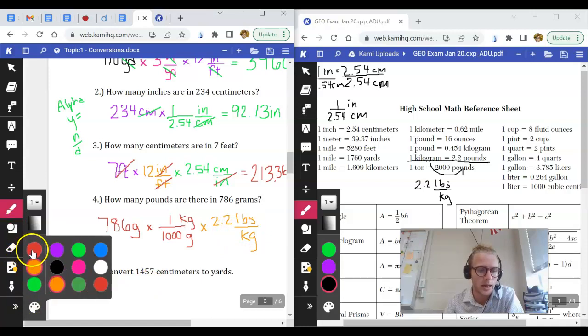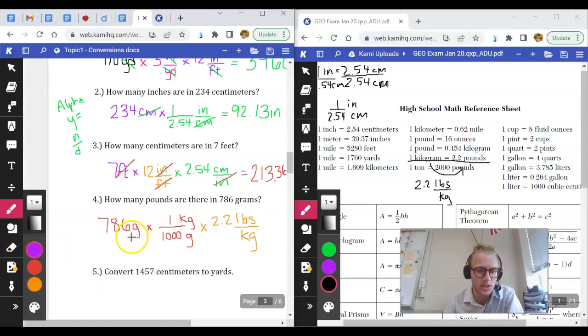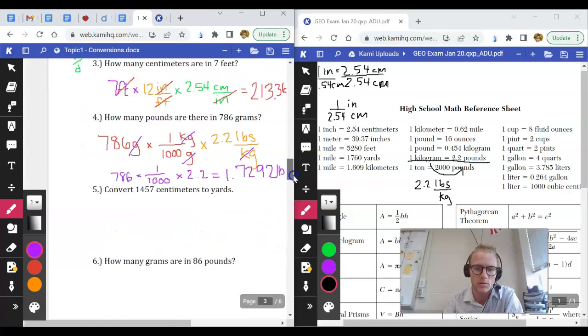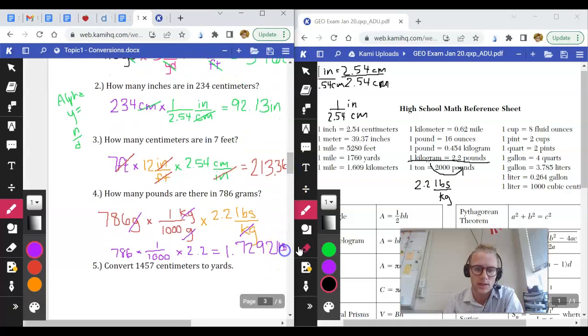Okay, now the fun part, we get to cross these out. Grams divides grams, kilograms divides kilograms, and we can go through and multiply this. So you'd plug into your calculator 786 times 1 divided by 1,000 times 2.2. And that equals 1.7292 pounds. Whoa. Let's see if I can squeak it in there.